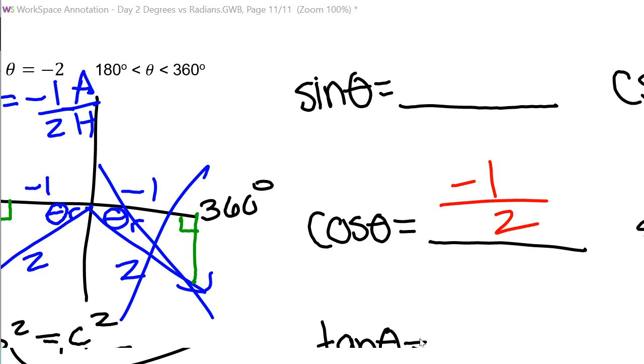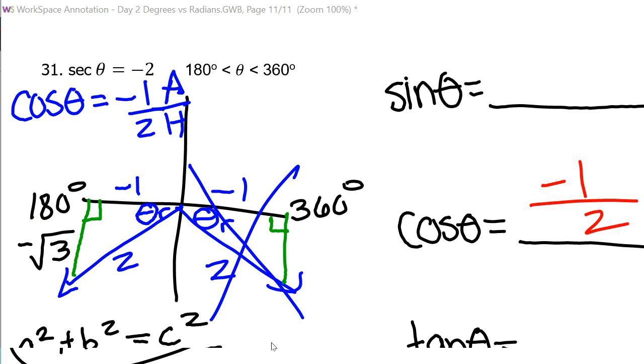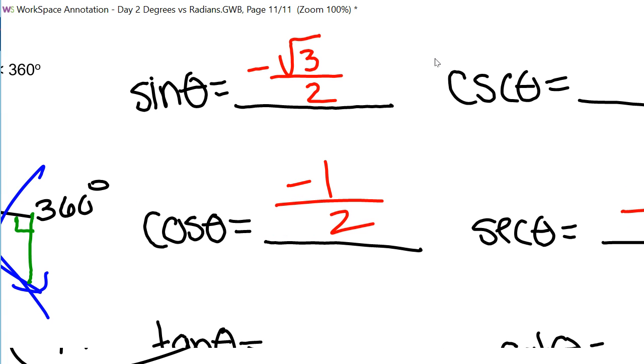And for the sine, how do you find sine? Opposite over hypotenuse, so what would the sine be? Negative square root of 3 over 2. So the cosecant, if I invert that fraction, would be 2 over negative square root of 3. Can I leave my answer like that? No, rationalize that. So multiply both numerator and denominator by the square root of 3. So this is 2 square root of 3 over -3.